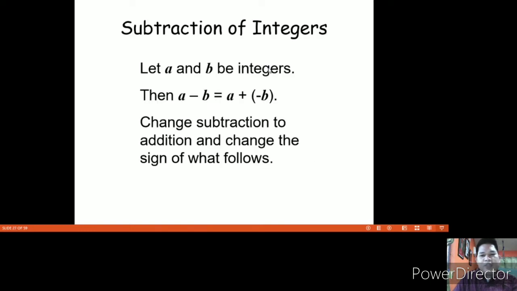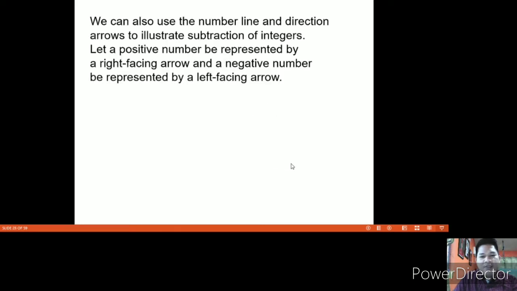So we have here the rule, subtraction of integers. Let a and b be integers. Then a minus b is equal to a plus negative b. Change subtraction to addition and change the sign of what follows.